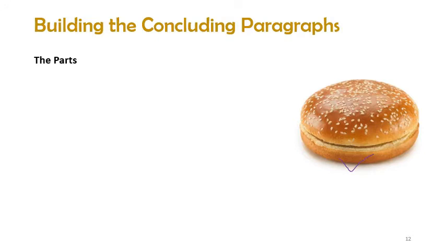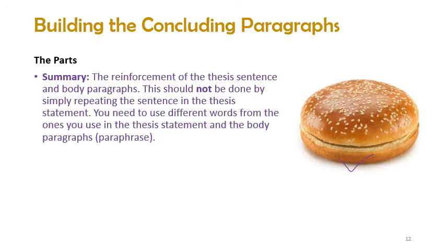So what are the parts? There are two parts of the concluding paragraph. The first one is, of course, the summary. Well, you know what summary is. This is basically the restatement of the whole essay. But please use your way of paraphrasing, your skill of paraphrasing. You can give a summary of one or two sentences only. You don't need a lot.